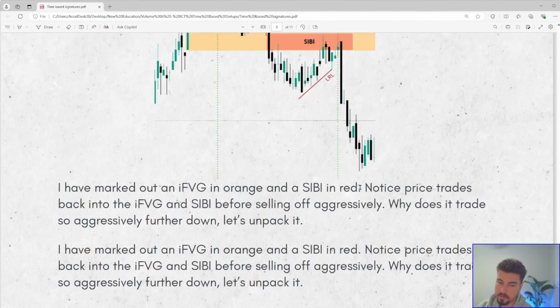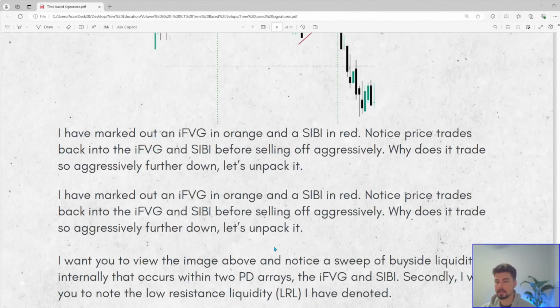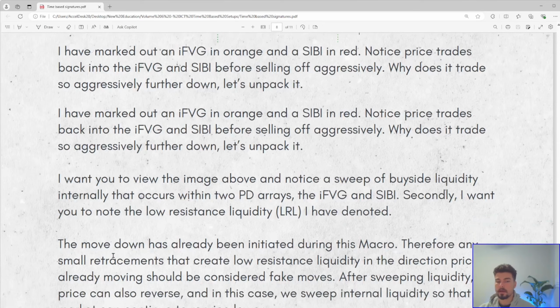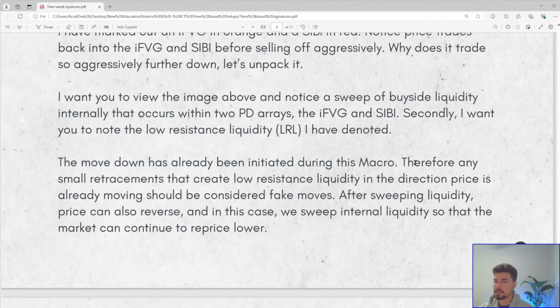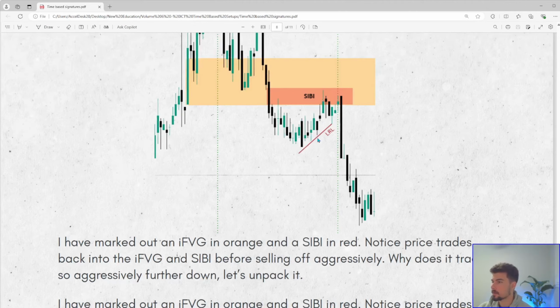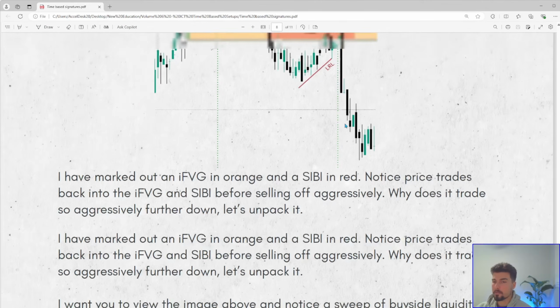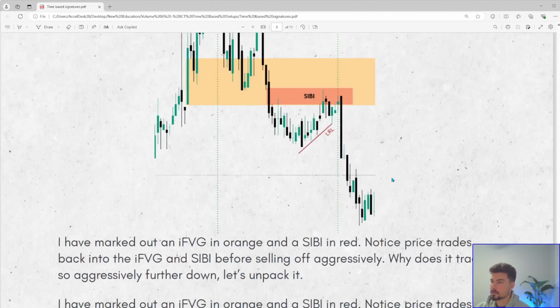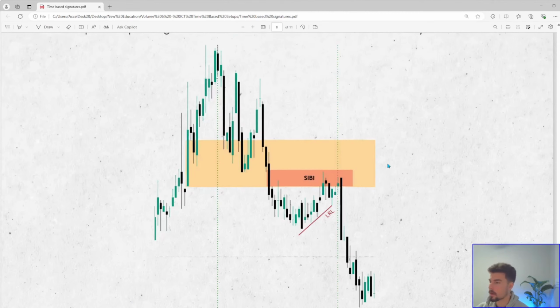So that's a key thing that I'm looking for. And that's exactly what we're talking about here. The move down has already been initiated. That's the important thing. So any small retracements that create low resistance liquidity, they're fake moves. Like this move up here is a fake move. If price were to come up like this, I'd expect it to aggressively trade lower. If we don't, and we disrespect PD arrays, then I'm anticipating higher prices.